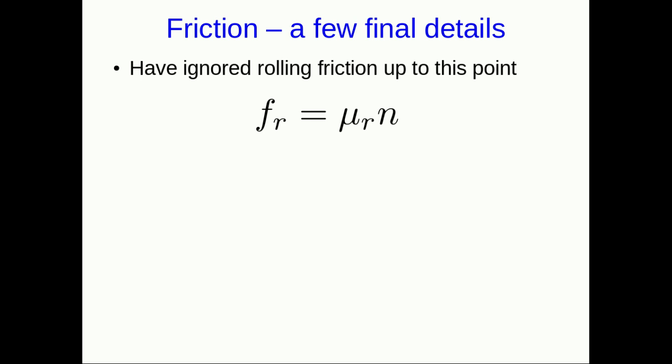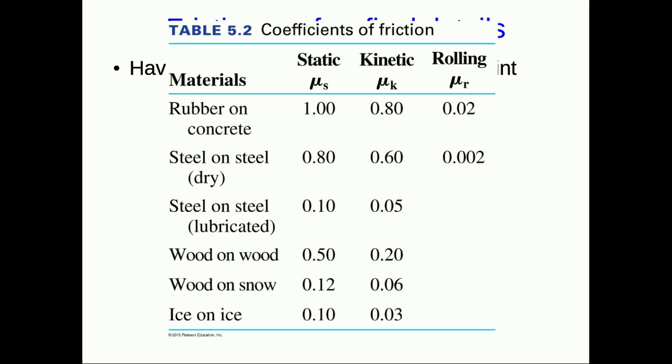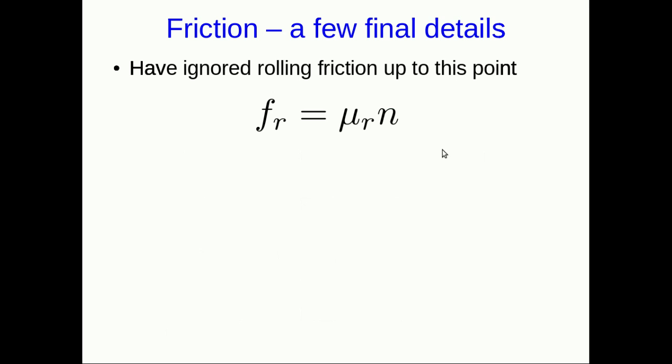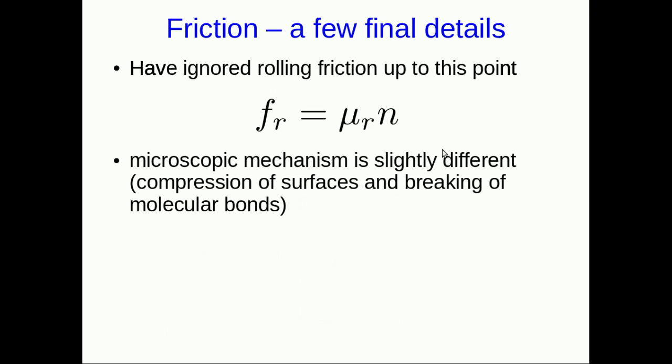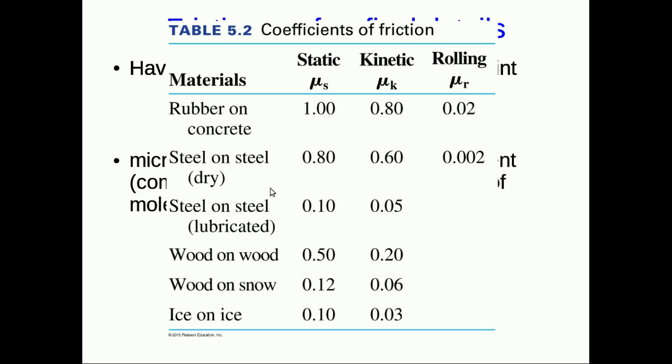Before we move on a little bit from it, we've been ignoring rolling friction up to this point, and I'll just explain why. We'll continue to ignore it most of the time, because if you look at these rolling friction coefficients, they're very small. So rolling friction has a tendency to be quite a small force. Its mechanism is a little different from the other frictions. It's still due to breaking of molecular bonds, but it's also due to compression of the surfaces, and that actually tells you there's something else going on here.